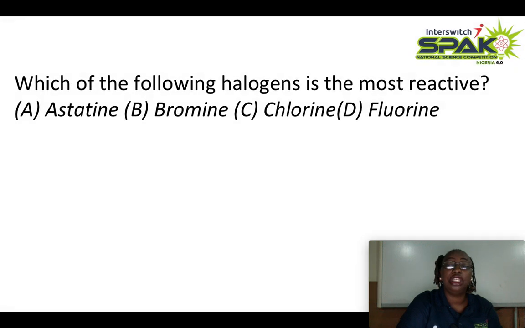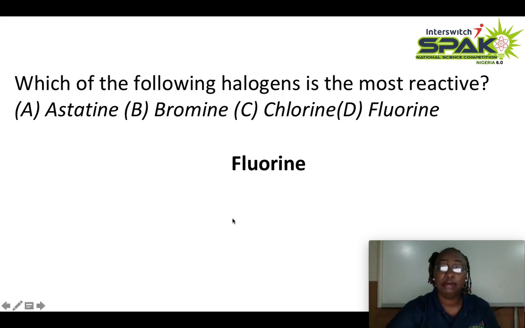Which of the following halogens is the most reactive? Let me tell you that reactivity in non-metals decreases down the group, making the higher ones more reactive than the lower ones. So if you look at this question very well, you realize that the most reactive halogen should be fluorine. The answer is fluorine, because like I said, reactivity decreases down the group in non-metals, and halogens are non-metals.